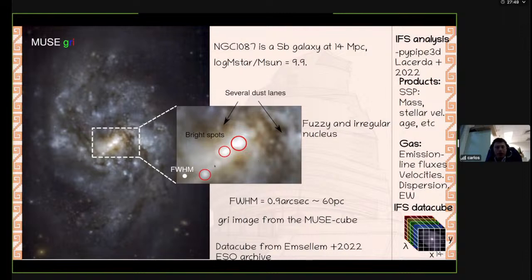So this data was obtained from MUSE, from the PHANGS-MUSE survey. All this data is public. You can go to the archive, download it and analyze it by yourself. This is the full width at half maximum spatial resolution, which is of the order of 60 parsecs at the distance of this object. And this galaxy was analyzed with the PyPipe3D tool from Lacerda et al. 2022. And this is basically some of the data products produced by this pipeline. All those involved in IFS studies know that this is one of the main data products of the different IFS tools.